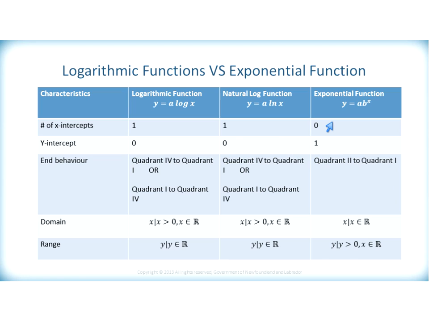We have the end behavior of a logarithmic function will go from quadrant 4 to quadrant 1, or from quadrant 1 to quadrant 4. The same for a natural log function. For an exponential function, there's only one type of behavior, and that's from quadrant 2 to quadrant 1.